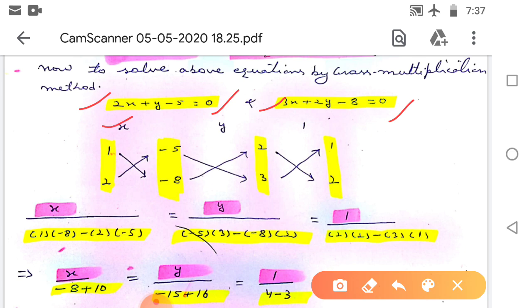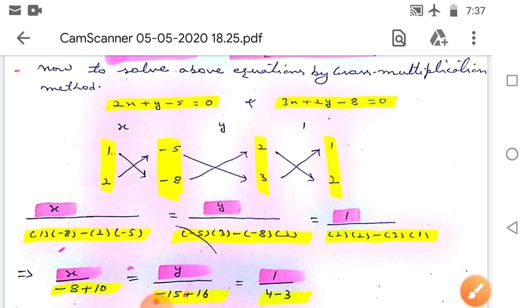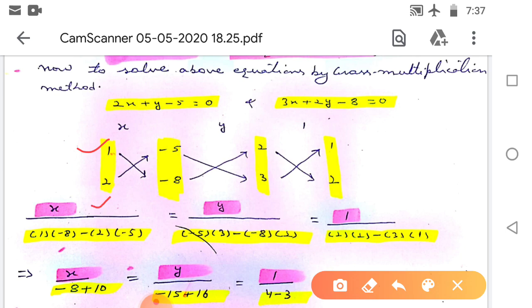Now this is x, y, 1, and then b1, b2, c1, c2, a1, a2, and again b1, b2. Okay, this you have to remember. Look, this is b1, b2, c1, c2, a1, a2, and finally b1, b2. It means we start with b1, b2 and end with also b1, b2, and here x is positive, y is positive, and 1 is positive.